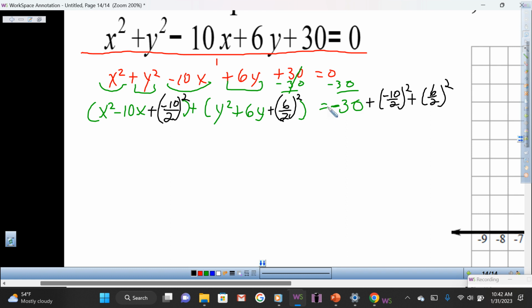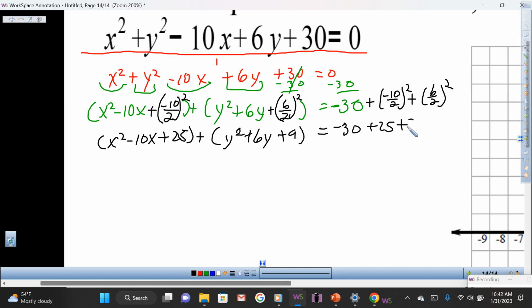Give me a second. Look up to the screen. So I end up here with x squared minus 10x plus 25. And on this parenthesis, I have y squared plus 6y plus 9. And all that equal to negative 30 plus 25 plus 9. Let me simplify this side. What is 9 plus 25? Minus 30? 4.